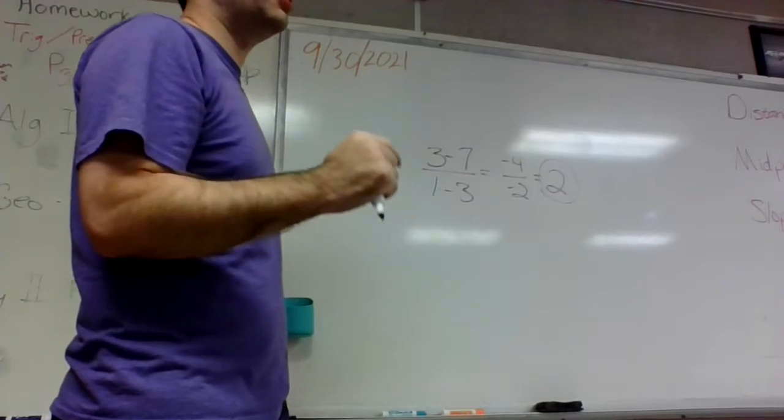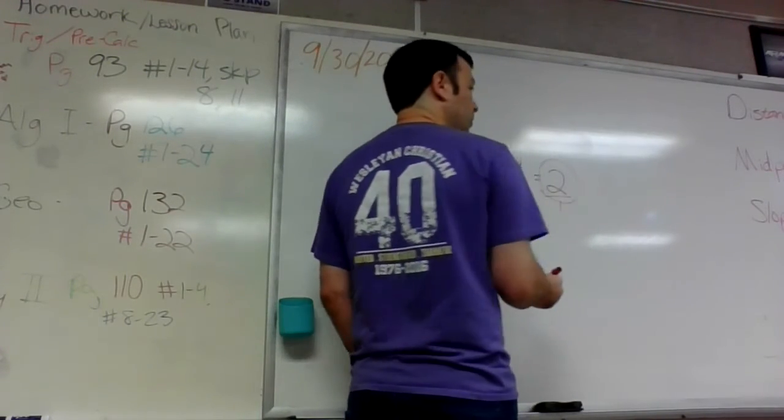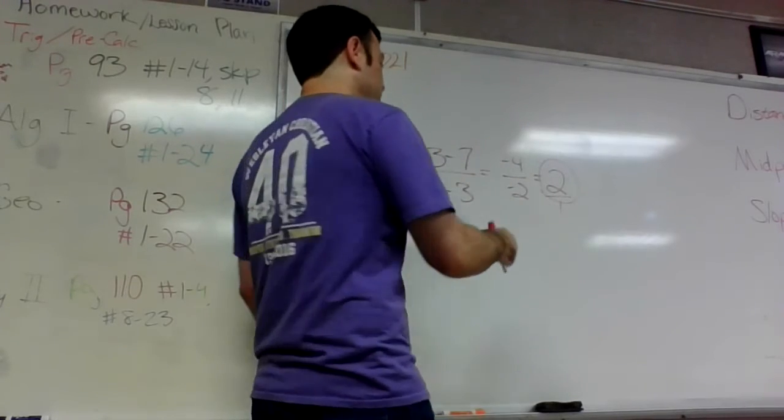So what we're saying is the slope of the line between those 2 points is 2, or 2 over 1. Like rise 2, run 1. You guys remember that? You don't have to write it like that.